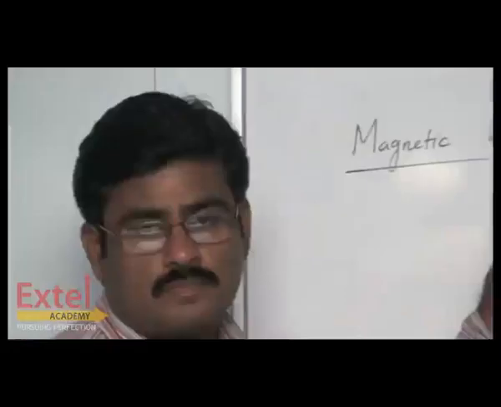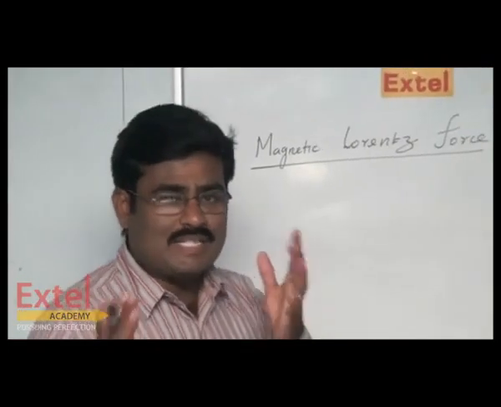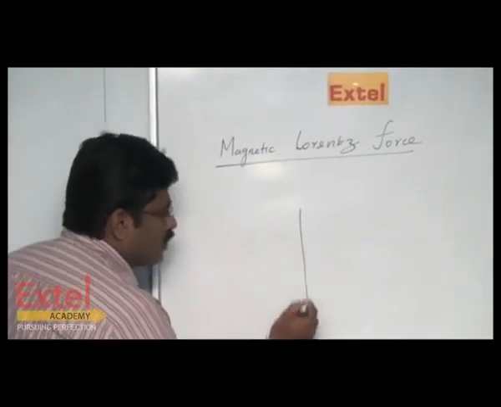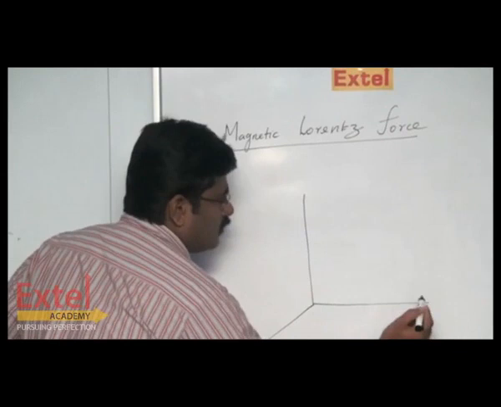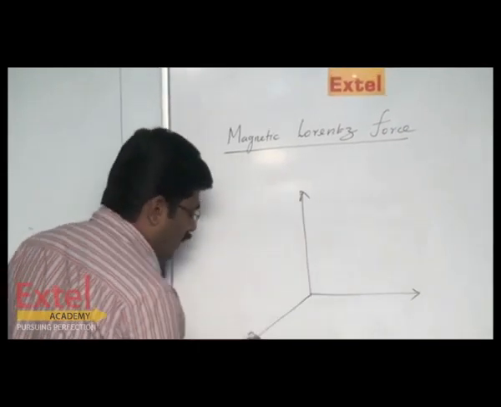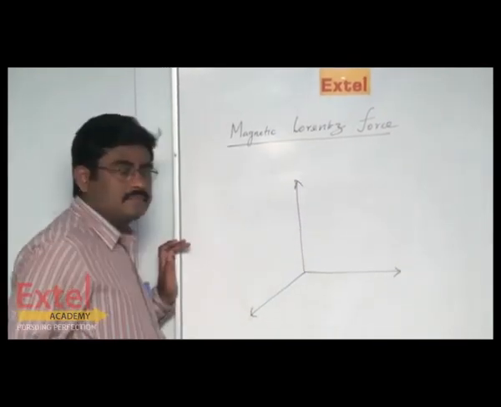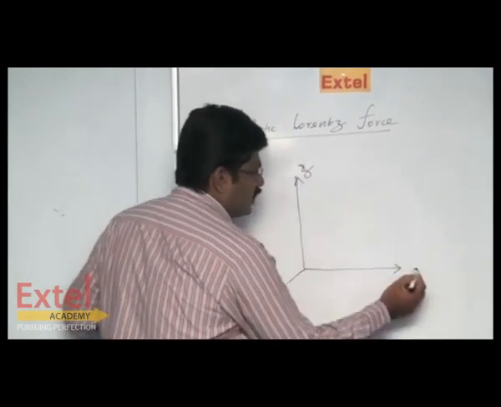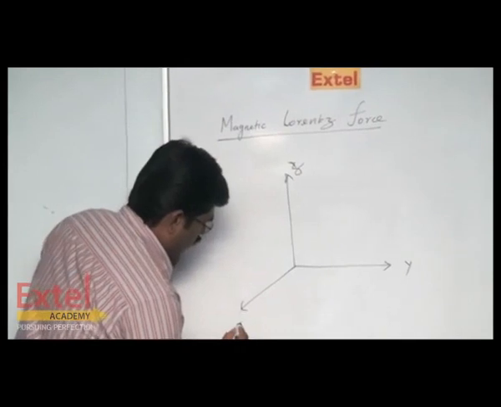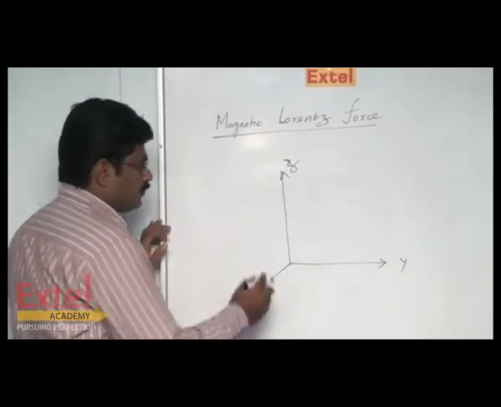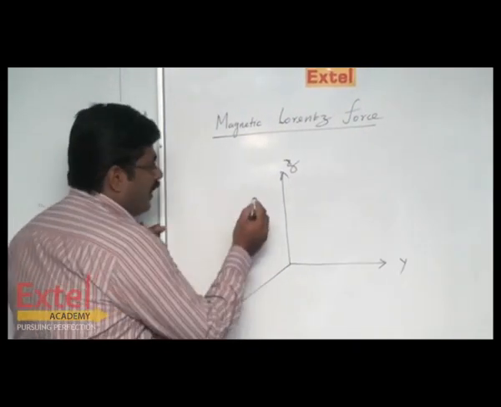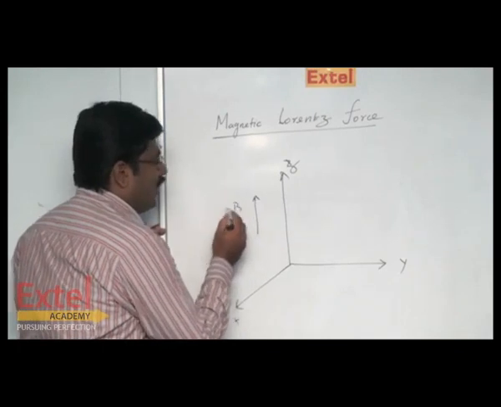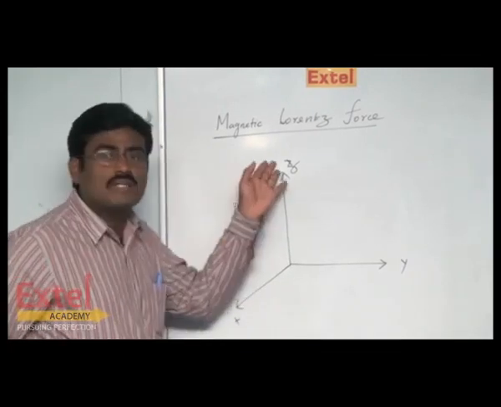We are going to see the magnetic Lorentz force. So consider a 3-dimensional Cartesian coordinate system. This can be named as the z-axis, this is y and x. Let us consider a uniform magnetic field B acting along the z direction.